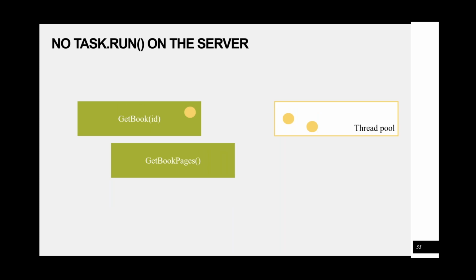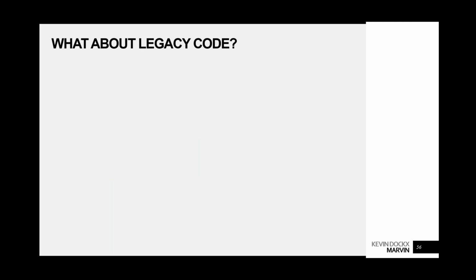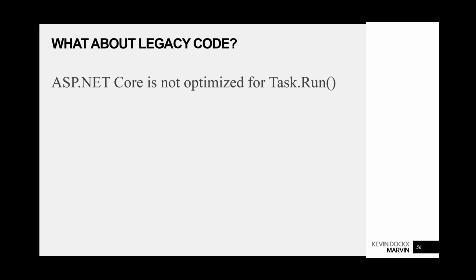If you don't use task.run on the server, well, there is no thread switching like this. That yellow circle there for getBook, well, that gets used for getBook pages as well. So should we then use task.run on the server? Well, we shouldn't, because ASP.NET Core is not optimized for this. It was never intended to allow task.run on the server, even though we can.